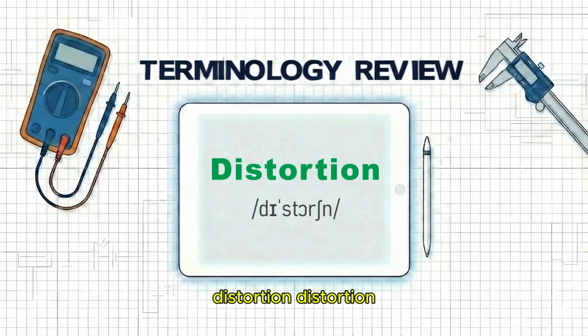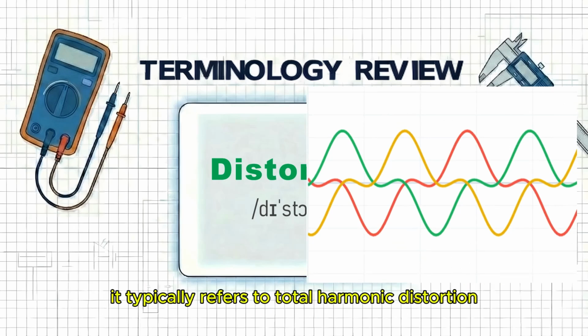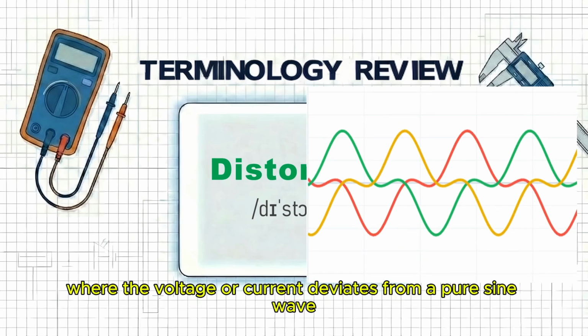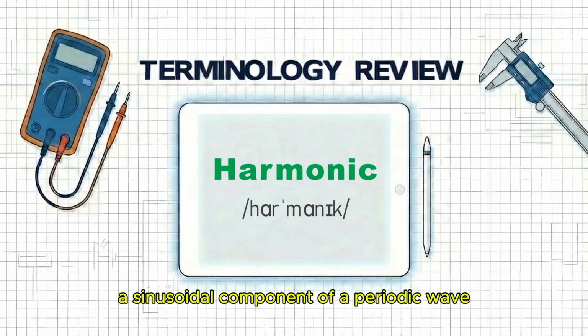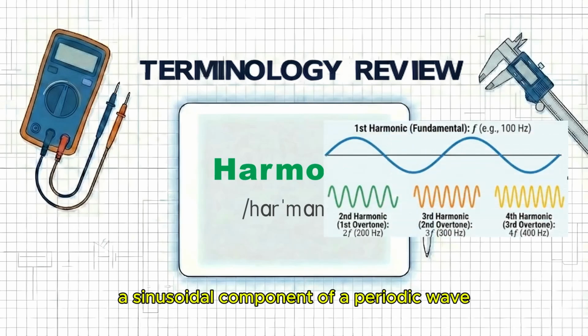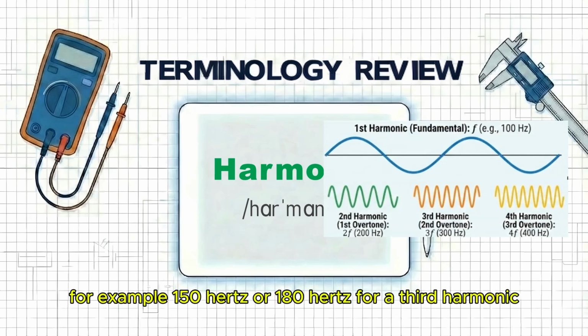Distortion. The alteration of the original shape of a waveform. In power systems, it typically refers to total harmonic distortion where the voltage or current deviates from a pure sine wave. Harmonic. A sinusoidal component of a periodic wave having a frequency that is an integral multiple of the fundamental frequency, for example, 150 Hz or 180 Hz for a third harmonic.